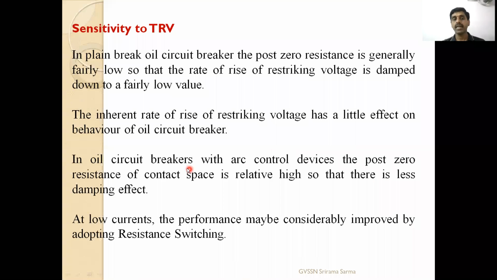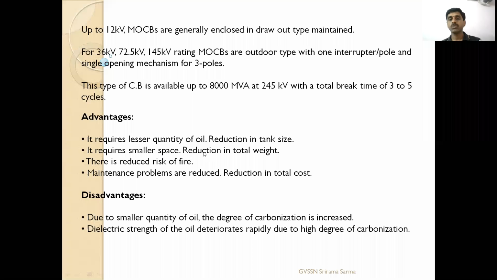So it is sensitive to TRV, that's what I said. In the plain break oil circuit breaker, you see, the minimum oil circuit breaker requires less quantity of oil, smaller space, reduced risk of fire, and maintenance problems are reduced. With a smaller quantity of oil, the degree of carbonization is increased, and the dielectric strength of the oil deteriorates rapidly due to the high degree of carbonization. Those things are there as disadvantages. These are the various ratings of the breakers, various ranges that can be used.